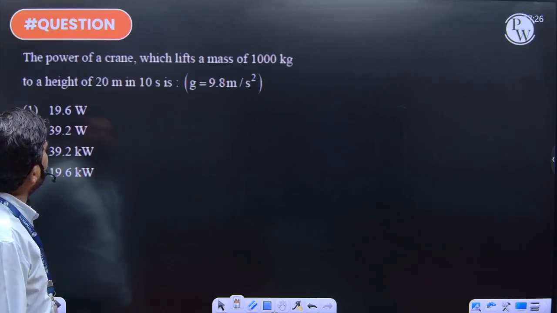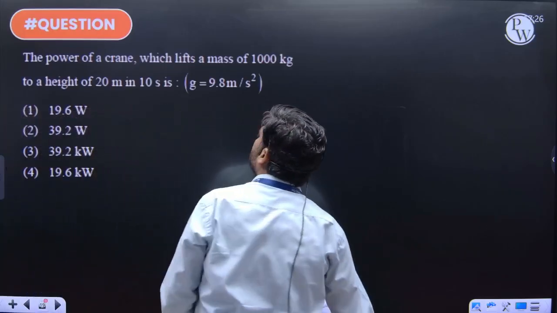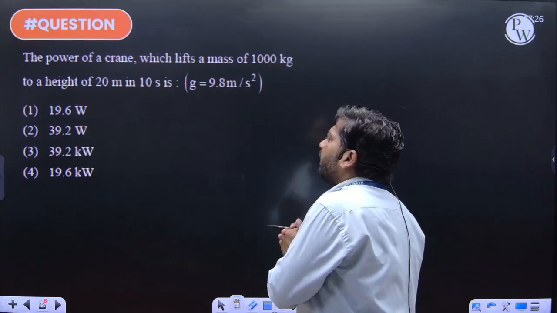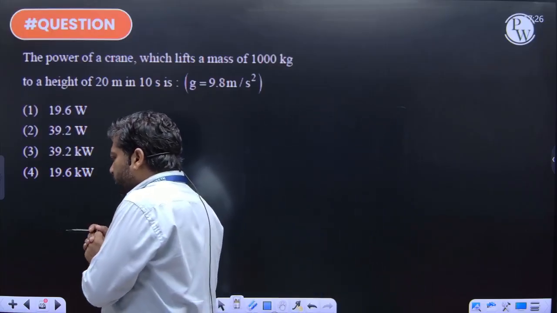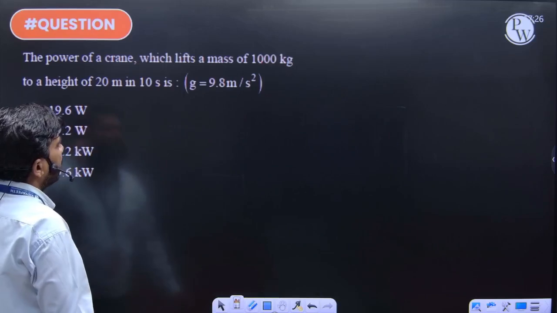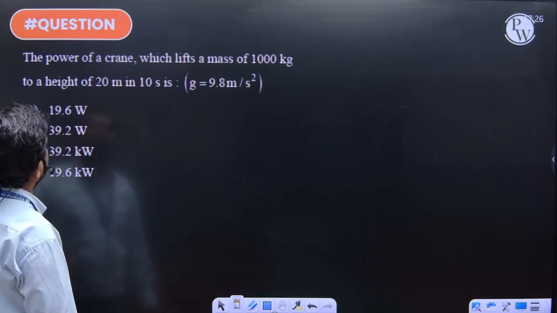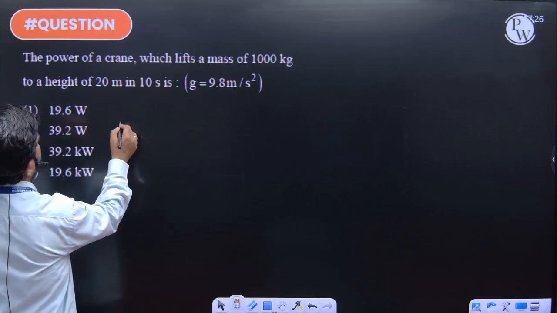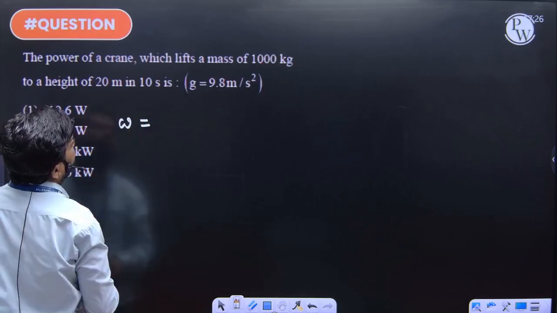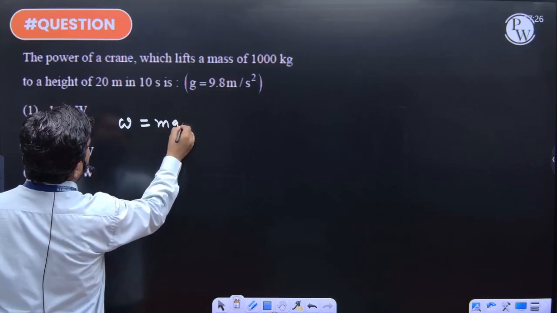Now next, the power of a crane which lifts a mass of 1000 kg to a height of 20 meter in 10 seconds. What is the power of the crane? It is lifting a mass of 1000 kg to a height of 20 meter in 10 seconds. So what is the work done? What is the work done this crane is doing? So work done will be mgh, right?